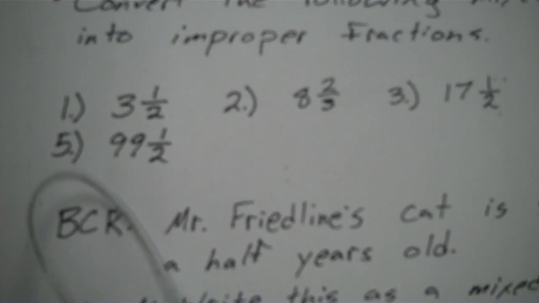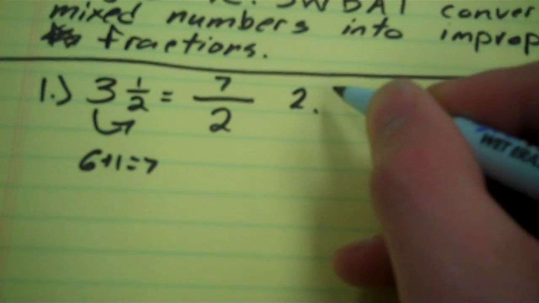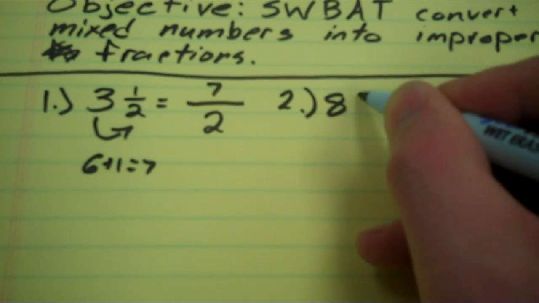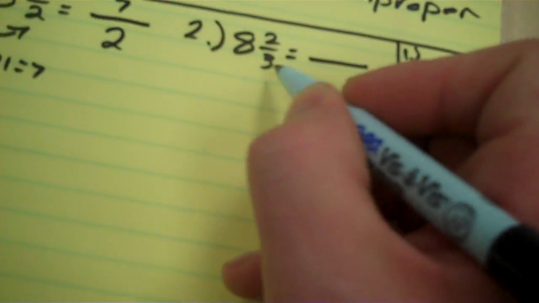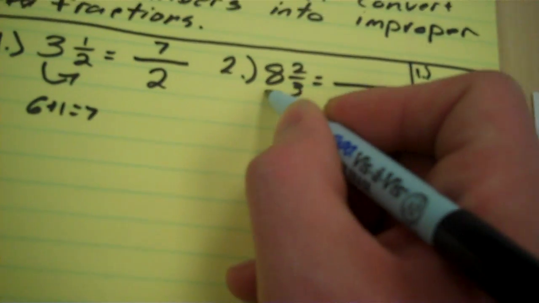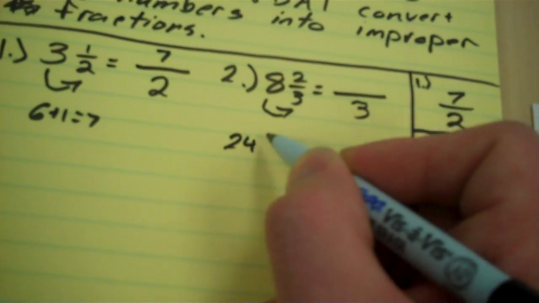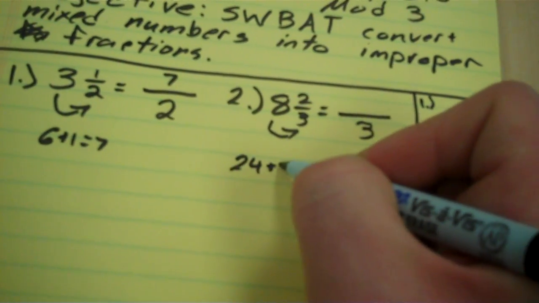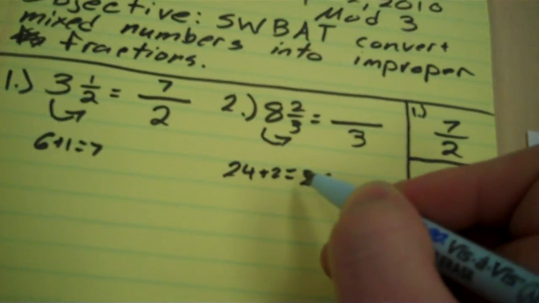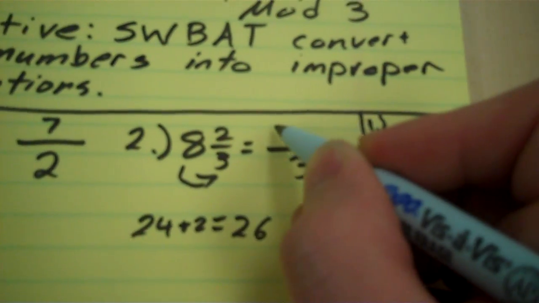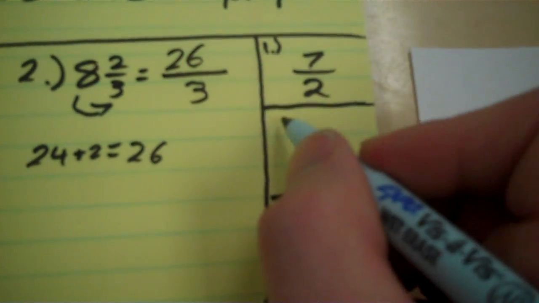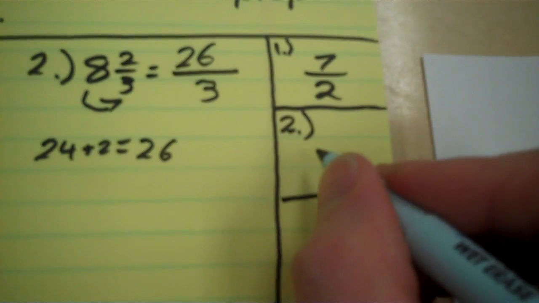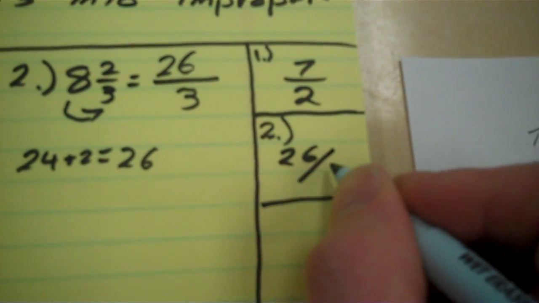And because I'm such a nice guy, I'll even do your second one, 8 2/3. So right over here, I go number 2. Whoops, let me bring that up. 8 2/3. Again, put an equal sign and my fraction bar. I know I keep my denominator the same. And now I go 8 times 3 is 24. 24 plus my numerator, 2, is equal to 26. So my new fraction would be 26 over 3. And make sure for number 2 you put a nice little box there and you say it is 26 over 3.